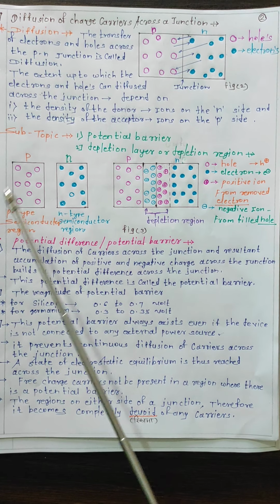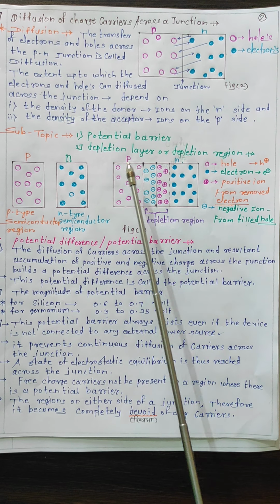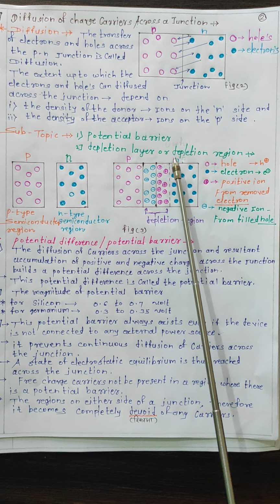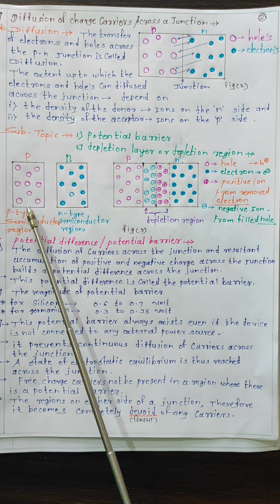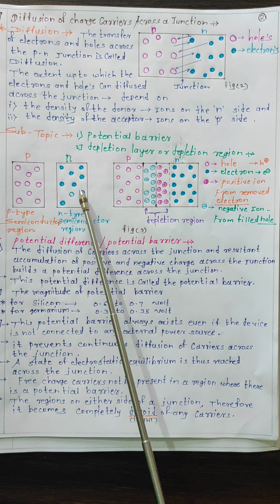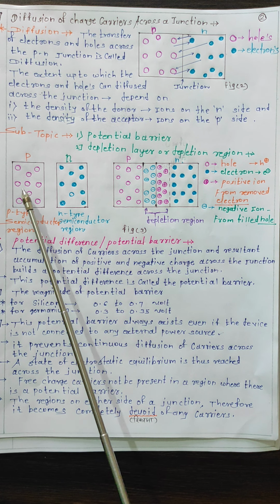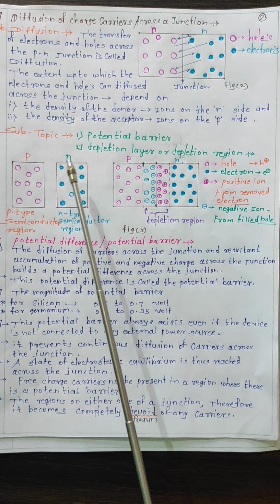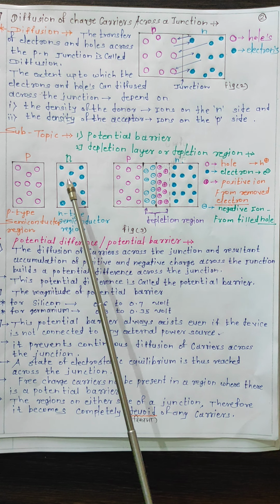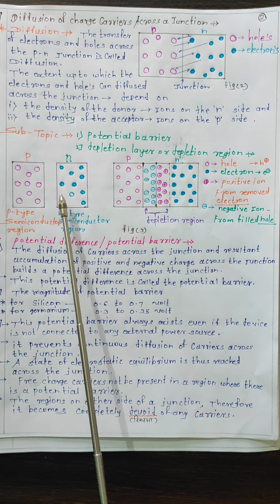So next is the potential barrier and depletion layer, or depletion region. Look at this figure: there is a p-type semiconductor region and an n-type semiconductor region. In the p-type region, a number of holes are present, and in the n-type semiconductor, electrons are present.